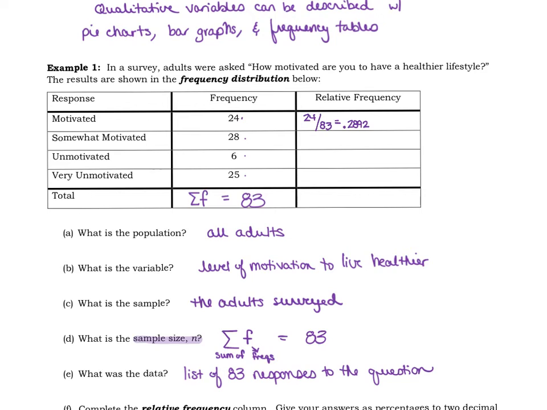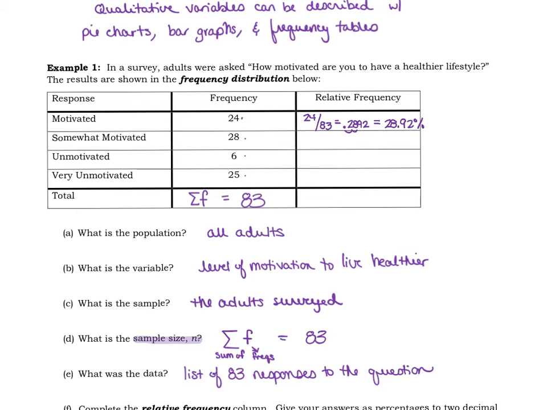Okay, as a decimal, this is 0.2892, and turning it into a percentage is 28.92%. Okay, so remember it says round the percentage to 2 decimal places. That means we have to round the decimal to 4 decimal places, because we're going to move that decimal point 2 spots to the right to turn it into a percentage. Or if you prefer, multiply the decimal by 100.